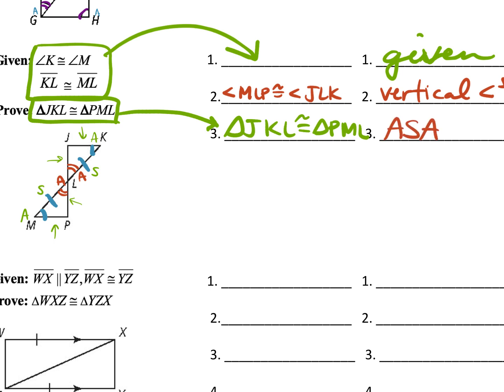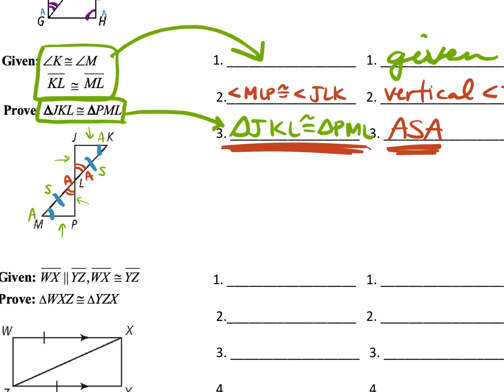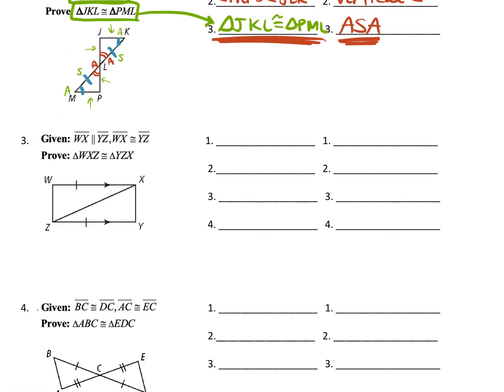A reminder, I said this to you yesterday. I think I said it the day before that too. If the step is a triangle congruent to a triangle, then the reason is always going to be one of those 3-letter postulates that we've done. SSS, SAS, ASA, or AAS. Okay? Okay. Take a look at this one.